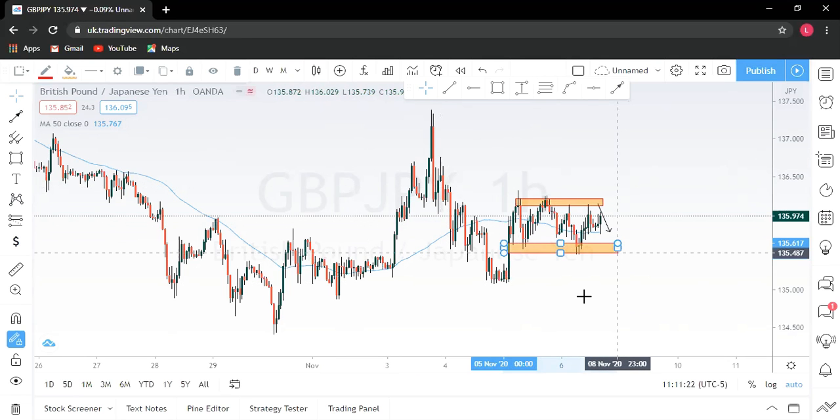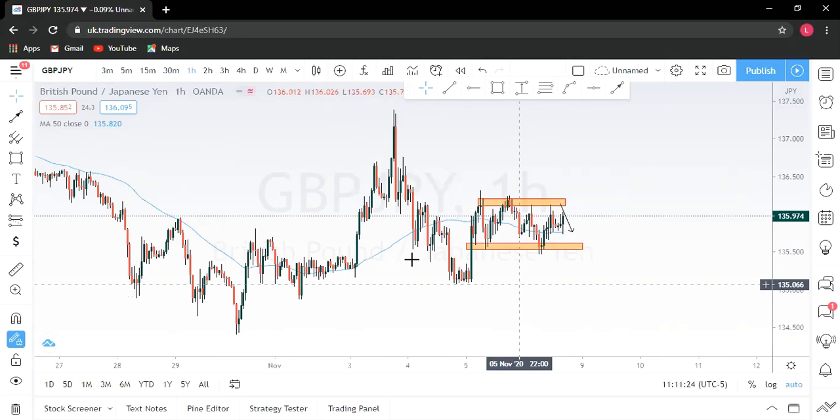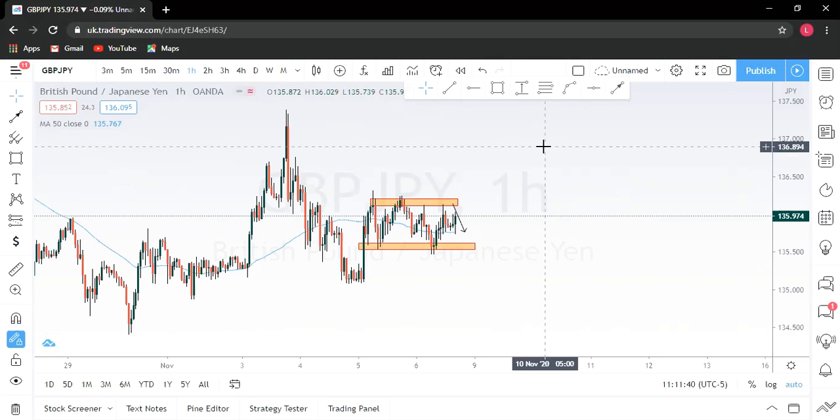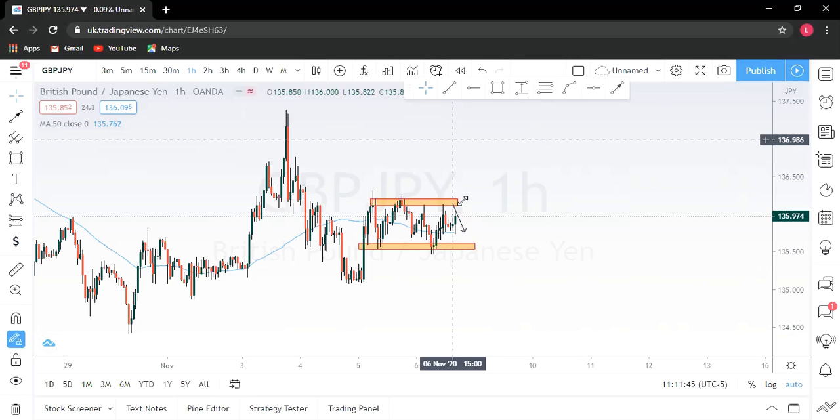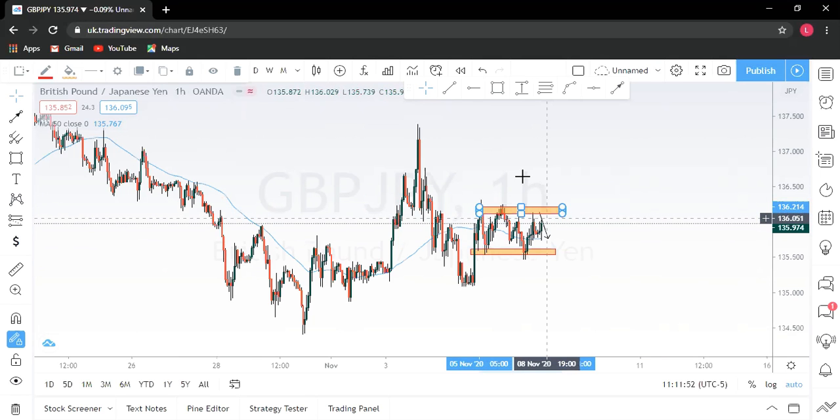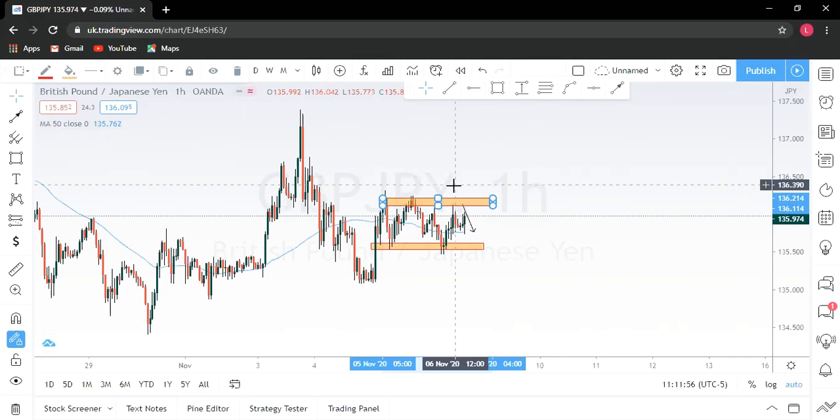Whenever you see this ranging, it is believed that the market is actually accumulating. They are trying to get more positions before they are able to push the market to wherever they want to push it to. You understand what I'm talking about? Some people will buy, some people will sell. So they are trying to accumulate positions before they push the market in the right direction.